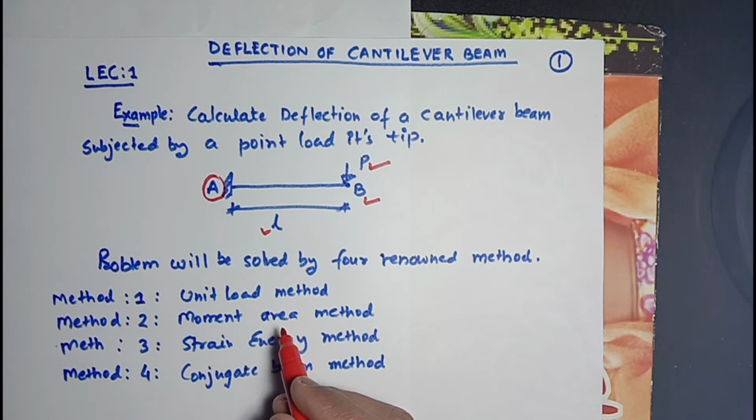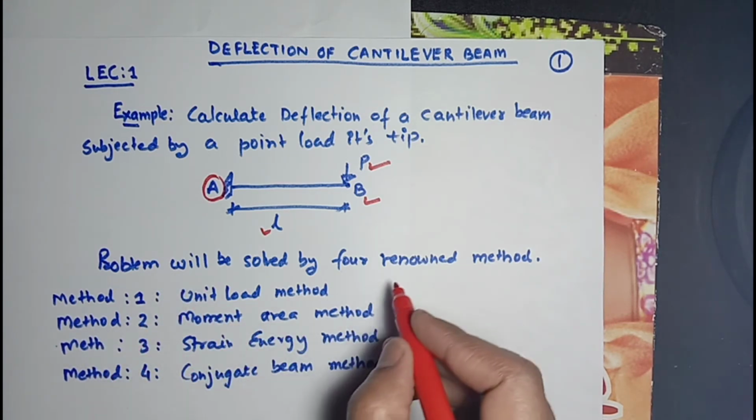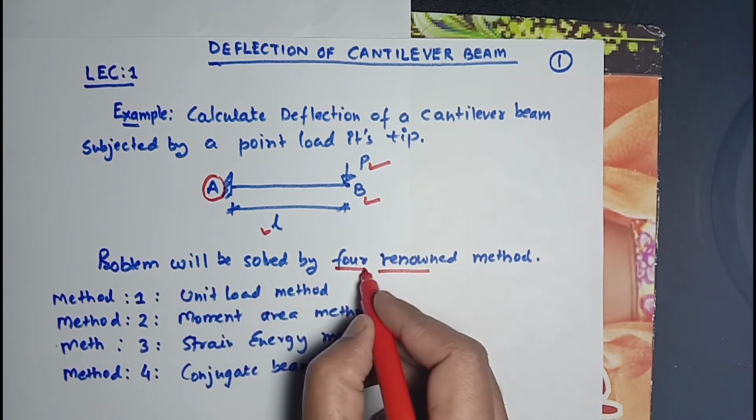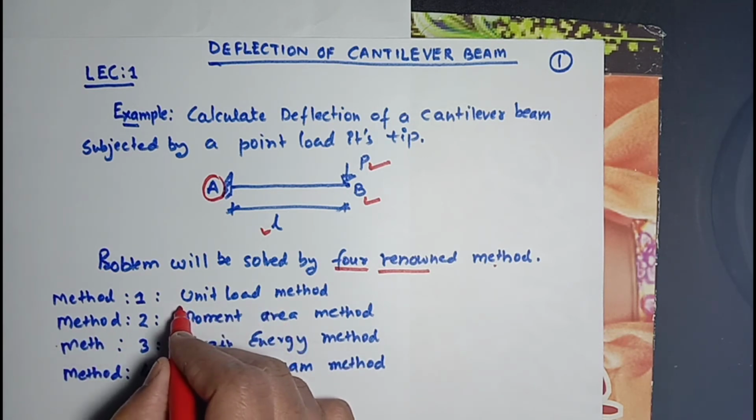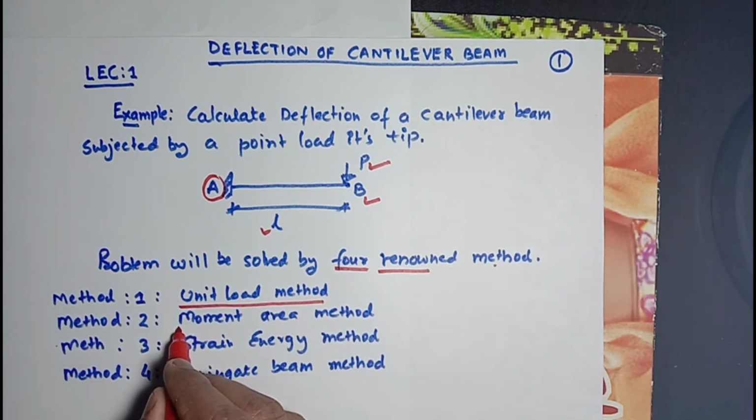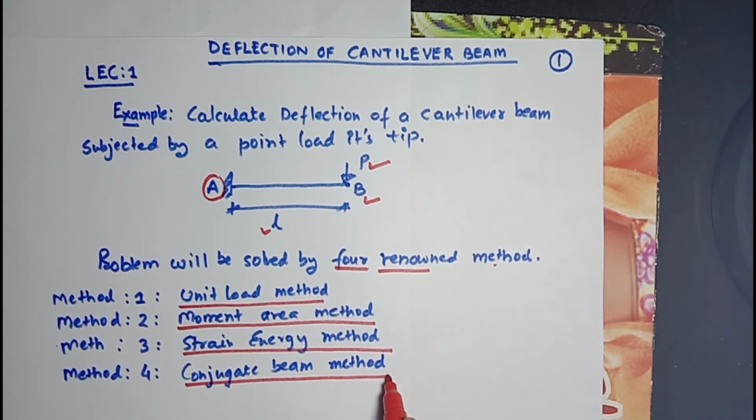The deflection calculation will be solved by four renowned methods, which are mentioned here. Method 1 is unit load method. Method 2 is moment area method. Method 3 is strain energy method. Method 4 is conjugate beam method.